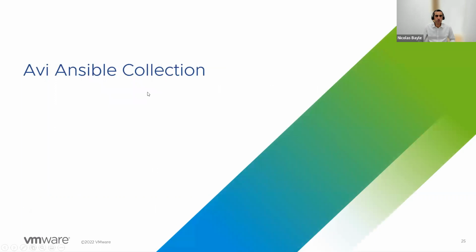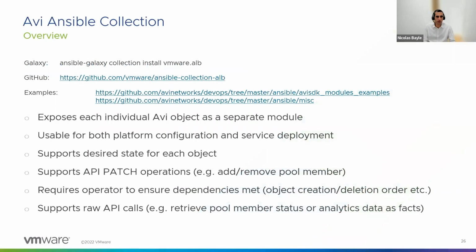All right, let's move on and see how we can interact with the API by leveraging the AVI Ansible collection. The first thing that you want to do in Ansible is make sure that you install this specific Ansible collection, ALB. Here you have this GitHub repo that you can leverage. And I have also shared with you some examples where you can leverage this specific Ansible collection.